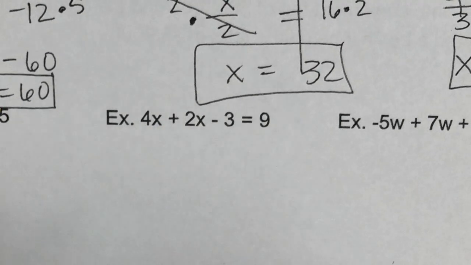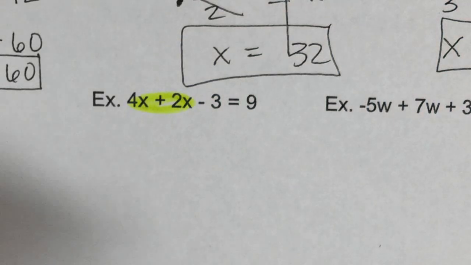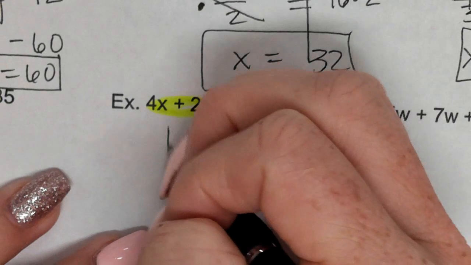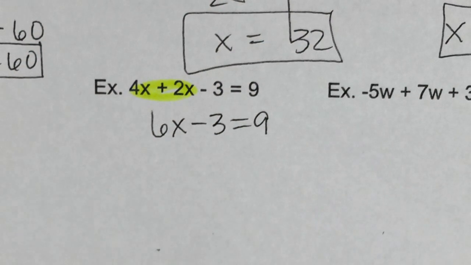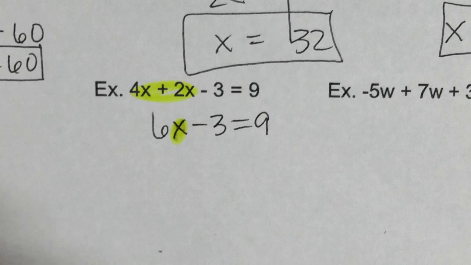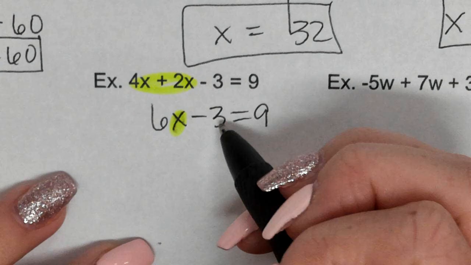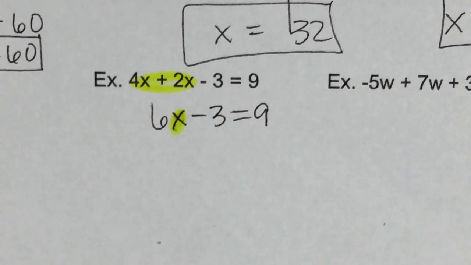So what am I going to do first? Combine like terms. What's 4x plus 2x? So I have 6x minus 3 equals 9. Now I'm going to isolate this variable by getting rid of the 3 and the 6. Which one's going to go first? The constant. So I got to get rid of the constant. Never get rid of the coefficient first. That's the last thing you deal with.